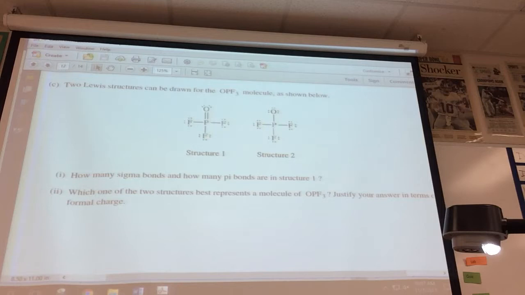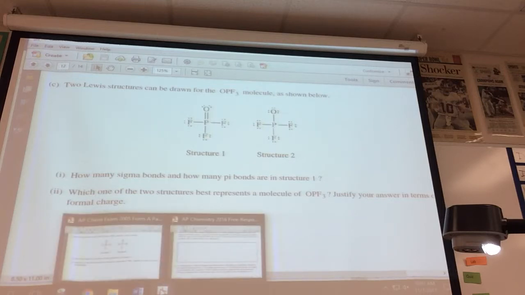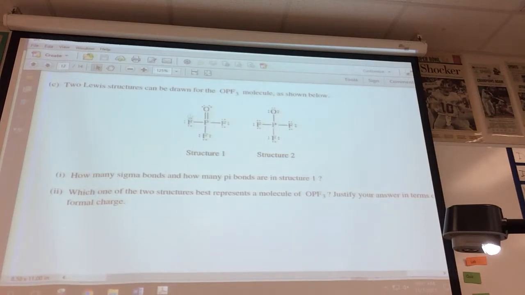Wait, why, like on the first one, does phosphorus have 5? Right, because as a free element, it has 5 valence electrons in group 15. And now look at the attachments. 1, 2, 3, 4, 5. 5 minus 5 is 0.